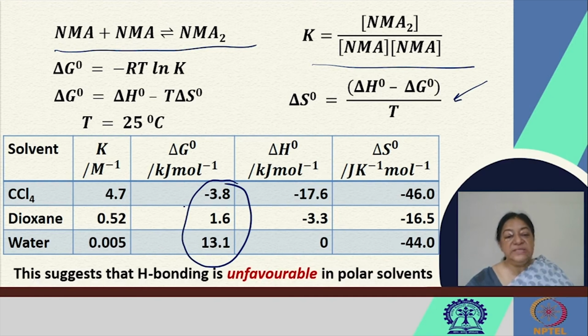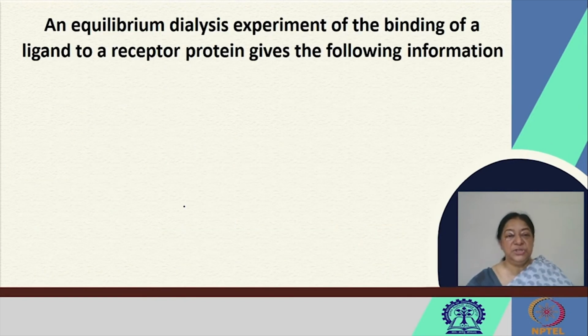And so this suggests that when we have polar solvents, the hydrogen bonding is unfavorable. So this is an indication that we can look at the way we would study reactions such as these in the determination of free energy changes, enthalpy changes, and entropy changes. In the equilibrium dialysis experiment, we will look at a problem related to this.